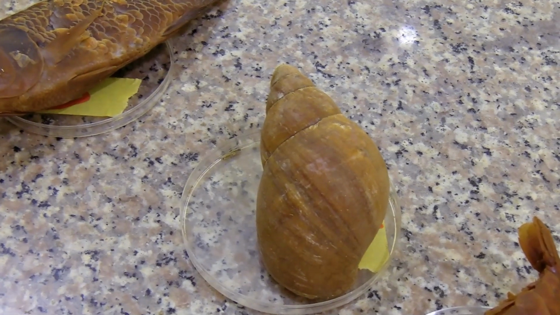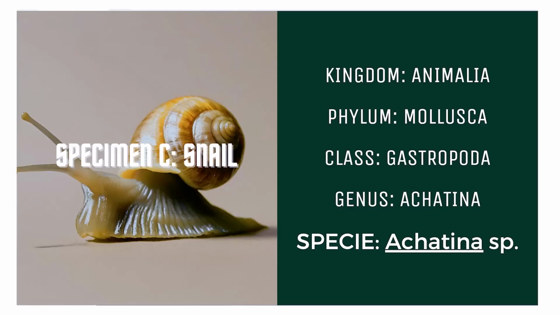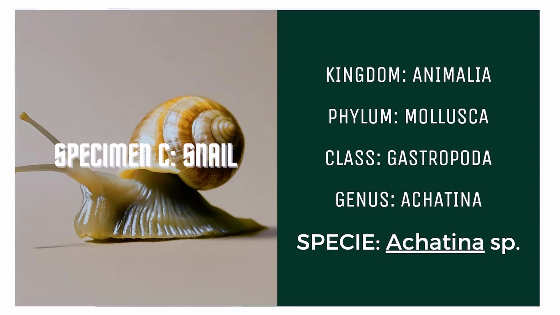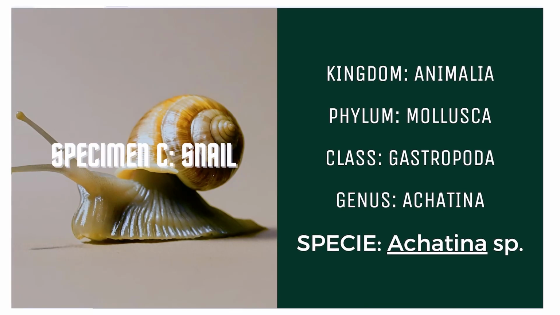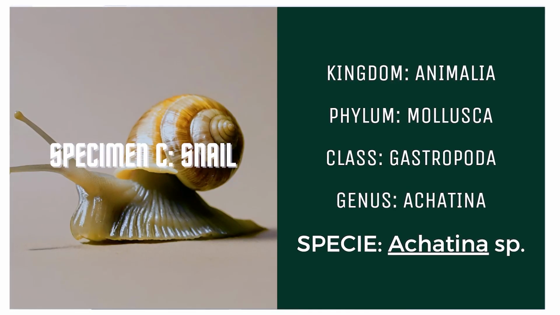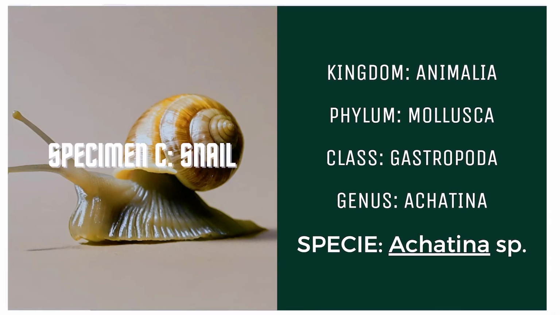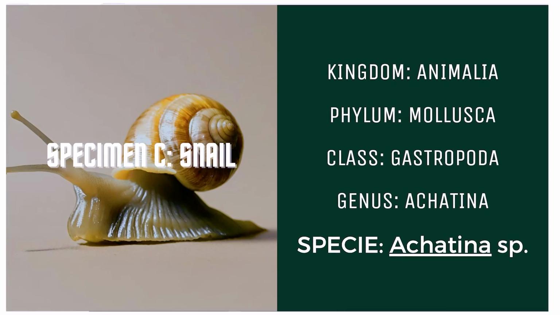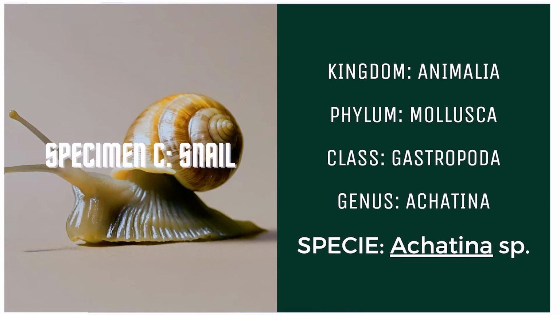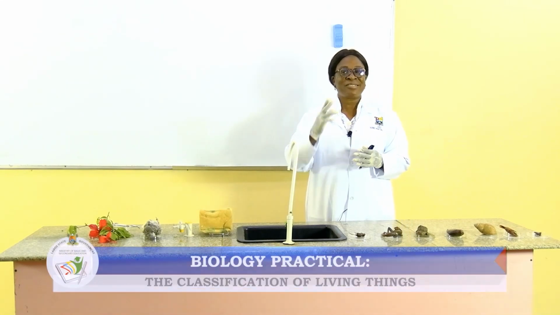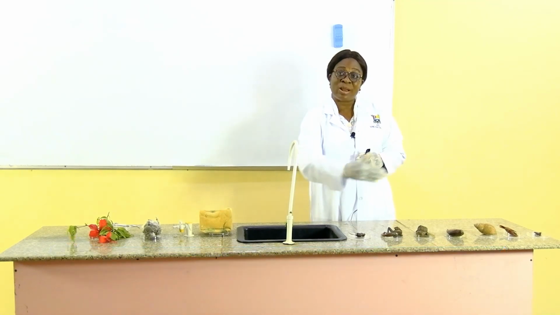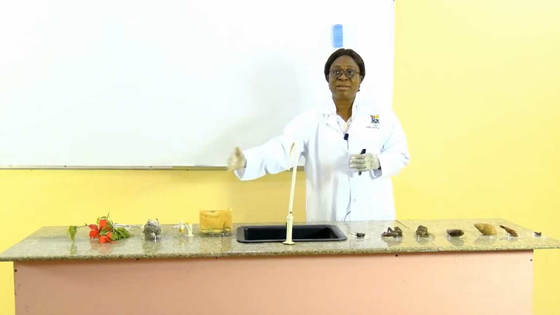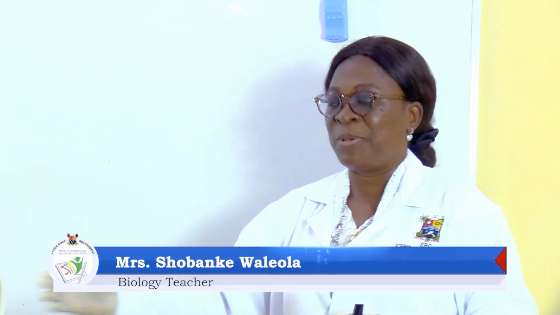Specimen C. Okay? So let's go together. Kingdom, Animalia. Correct. Phylum, Mollusca. Correct. Class, Gastropoda. Correct. Genus, Achatina. Correct. And species, Achatina species. Please clap for him. That is a wonderful try. And I hope that all of you will be able to classify correctly and write correctly the names of all the specimens when you see them in your examination.